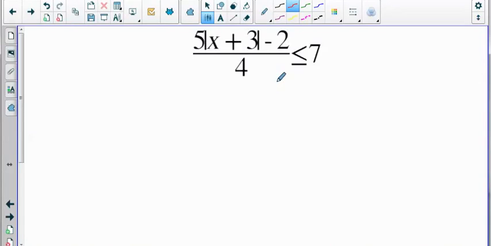Okay, welcome back. This is going to be the last one we're going to look at. It looks like there's a whole bunch of stuff going on right here, but we're just going to think of everything inside of the absolute value as just one giant variable, just one giant x. Just think of it that way. And if you think of it that way, you got what? 5x minus 2 over 4 is equal to 7. If you think of it that way, it'll be a little bit easier to do this.